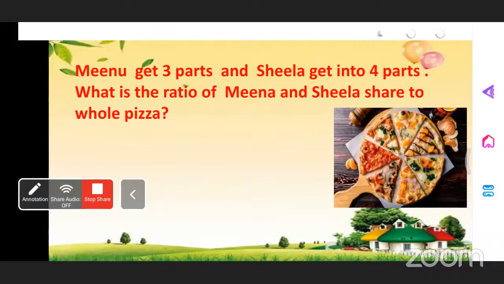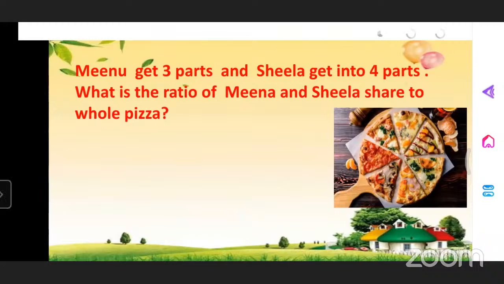Now I read the question. Tomorrow you find the answer. Meenu gets 3 parts and Sheila gets 4 parts in the whole pizza. What is the ratio of Meenu and Sheila's share to the whole pizza? Just try the question. Yesterday I gave the homework question. All of you find the answer.